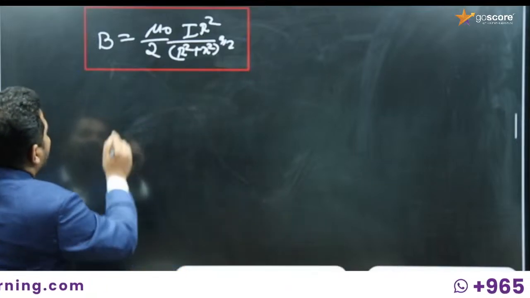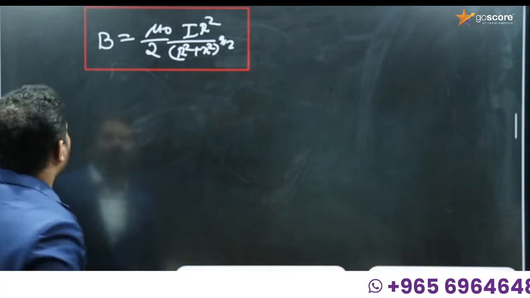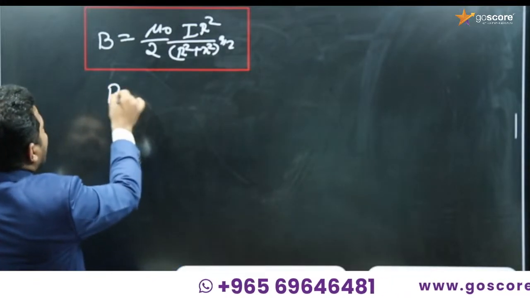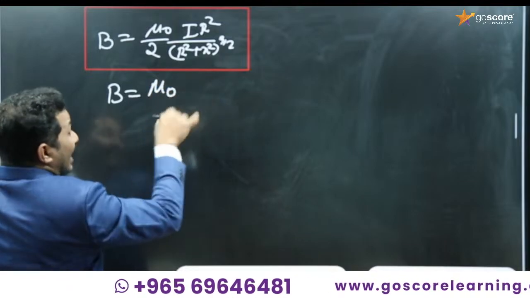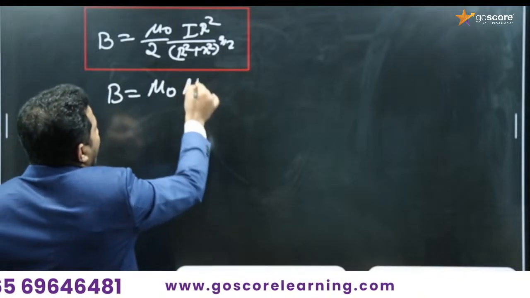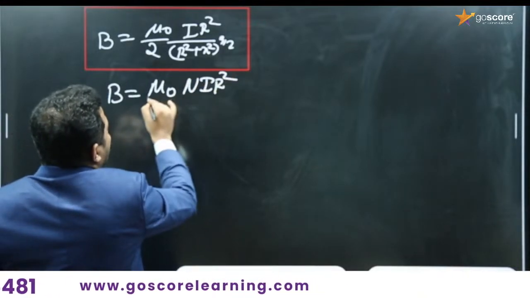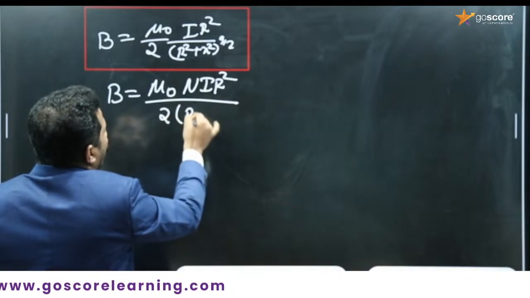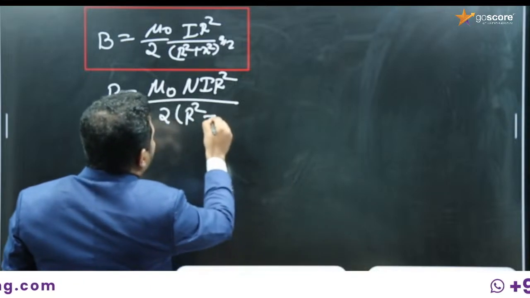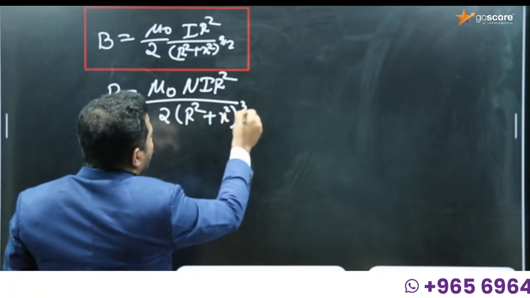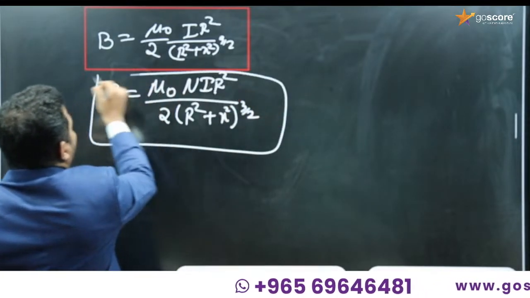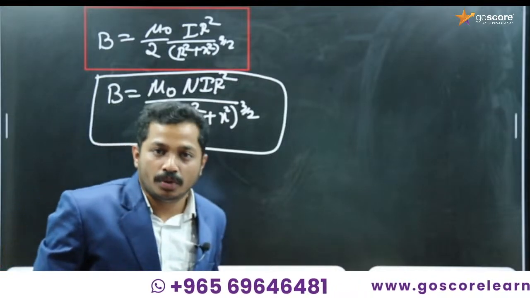Okay, so if there are n turns in the circular current loop, our equation will be B equals μ0 n I r² divided by 2(r² + x²) raised to 3/2, since n turns means the field will be increased n times. Is that okay? So this is the expression for the magnetic field on the axis of a circular current loop.